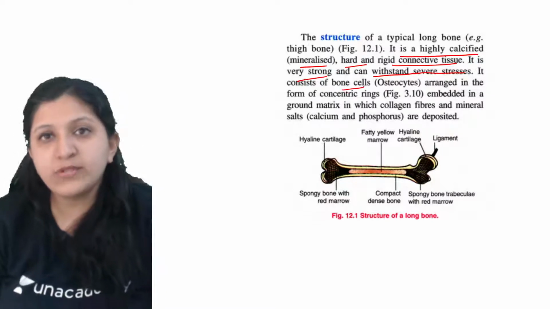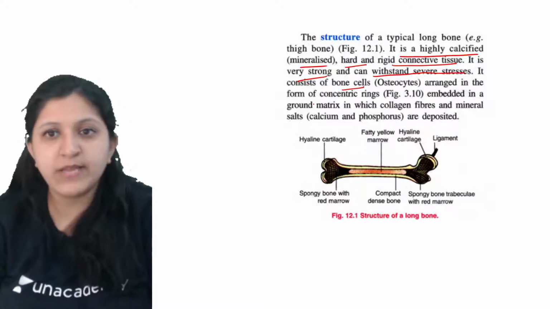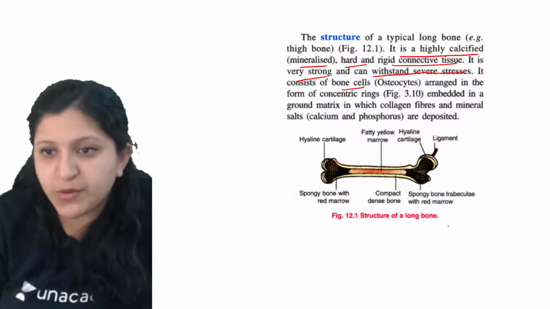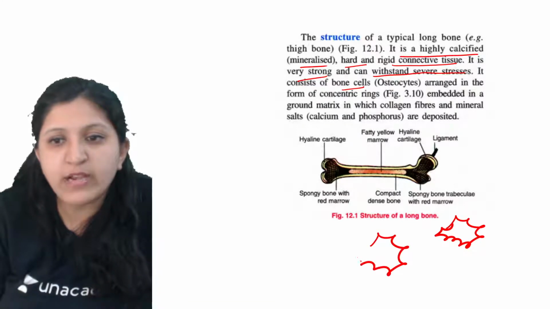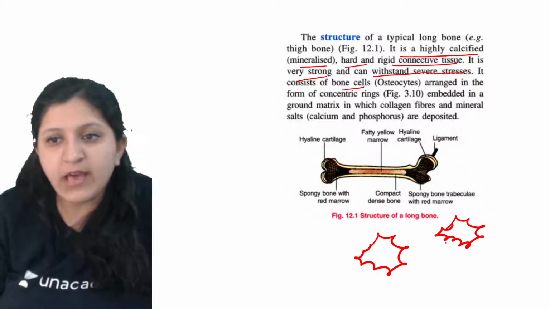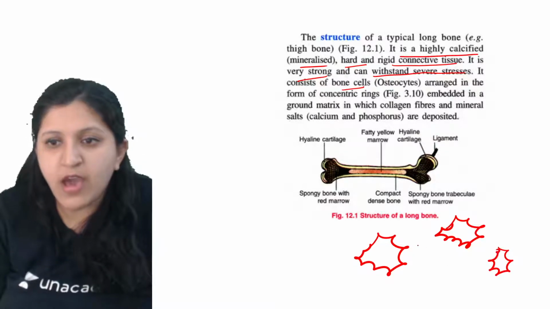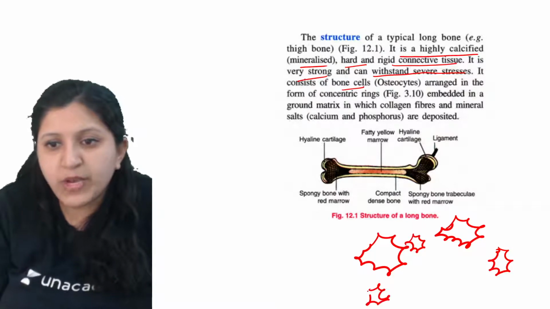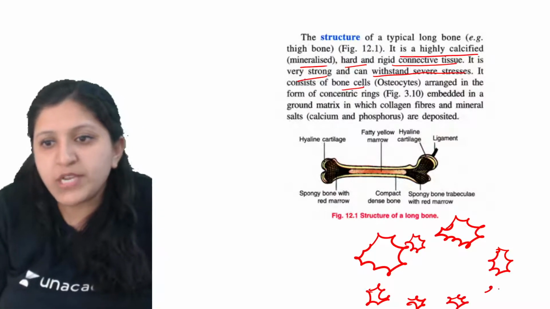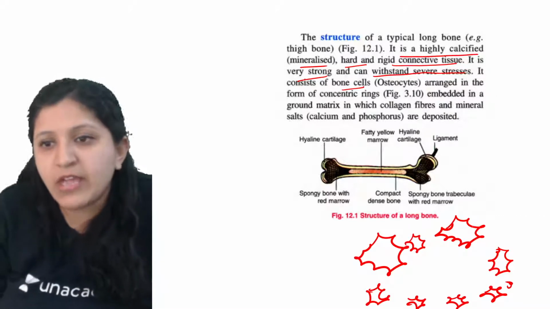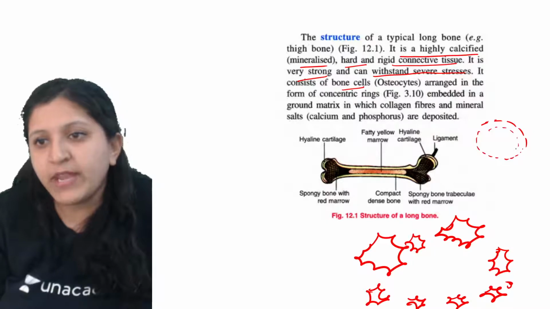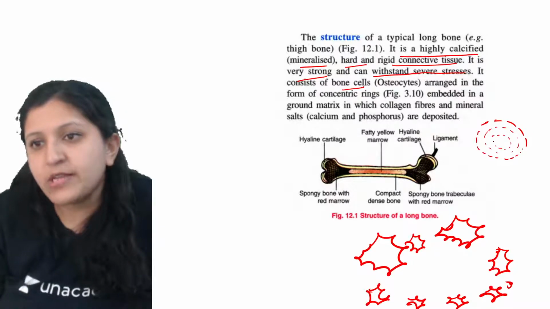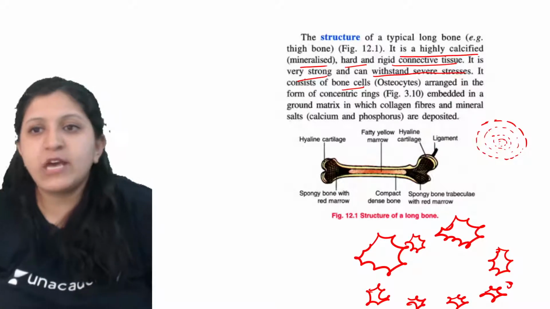So this consists of bone cells. There are osteocytes present, arranged in the form of concentric rings. Let's say this is an osteocyte. Osteocytes look somewhat like this, and if all of these are arranged like this in a concentric ring, they form a ring structure over here. So like this they'll be arranged, always in a ring form. Again there is a ring structure, and again a ring structure. Like this the osteocytes are always arranged.